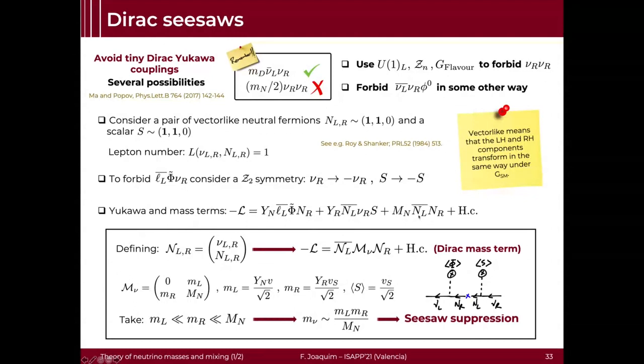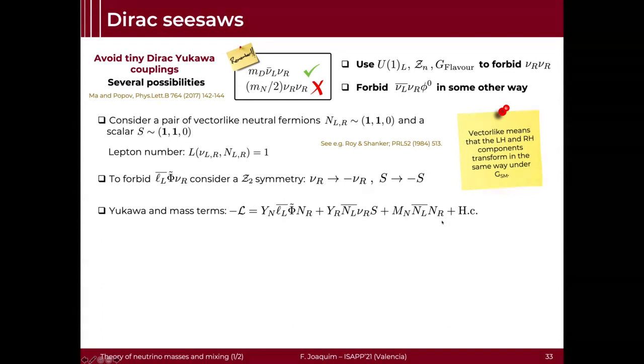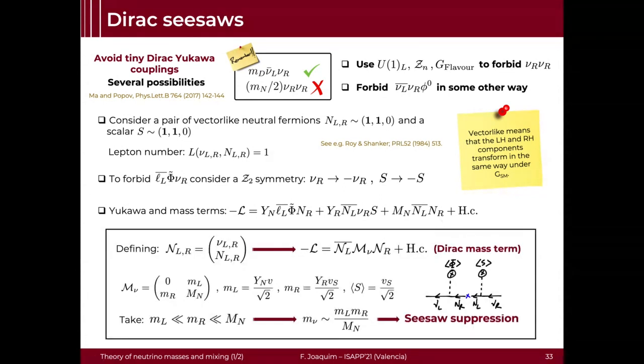Now the Yukawa and mass terms are these. You have a coupling of the lepton doublets with the Higgs of the standard model with the right-handed vector-like field. Then you have this singlet scalar that I introduced, which will mix the left-handed vector-like field with the nu R. And I have a bare mass term for the vector-like singlets. So I can now construct, as I did for the Majorana case, the full mass matrix, but now you see that the term is a Dirac mass term, okay?